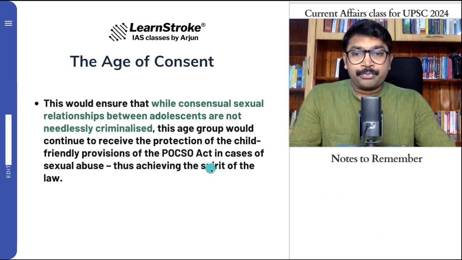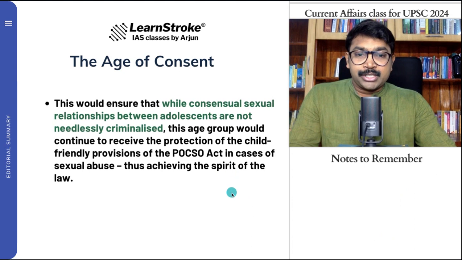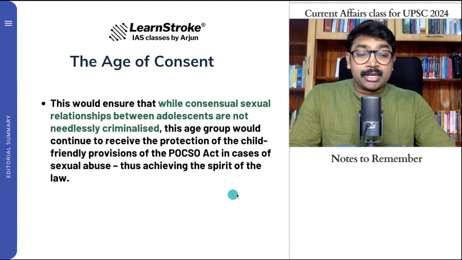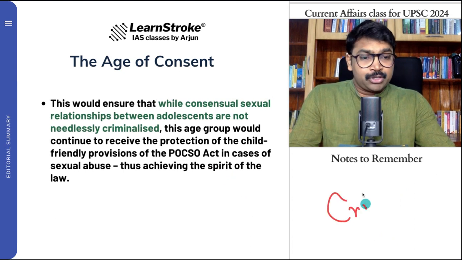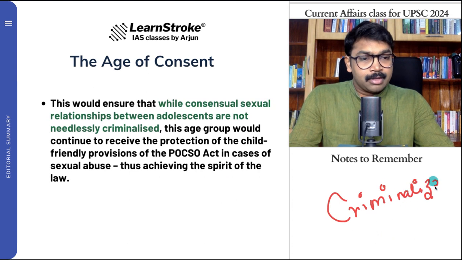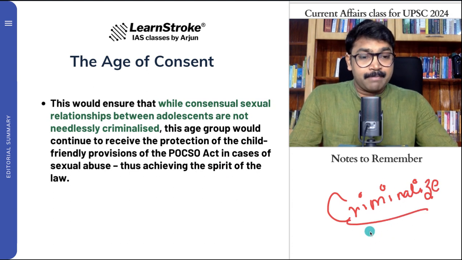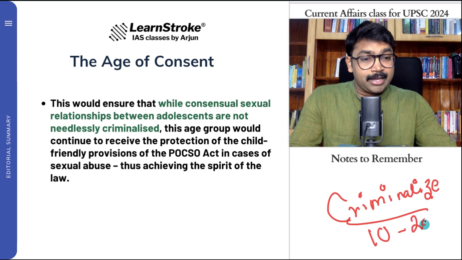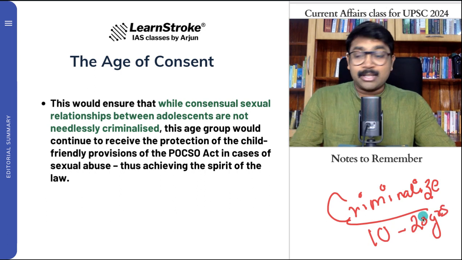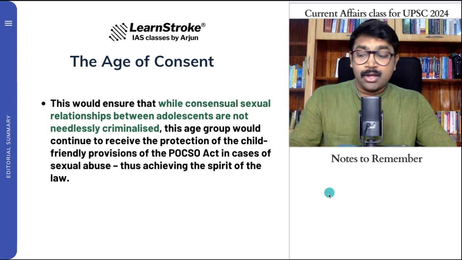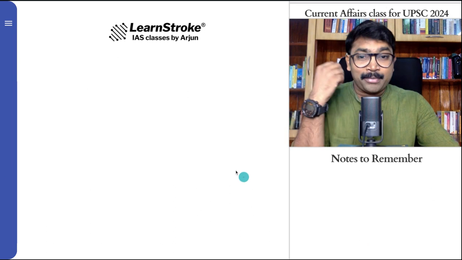It's up to you. This will ensure that consensual sexual relationships between adolescents are not criminalized. You can actually protect them with POCSO, but should we criminalize it? Because of misuse and a lot of other things, people are getting 10 to 20 years of imprisonment. So this has to be taken seriously from a societal note. What are your opinions? Please do update on that.